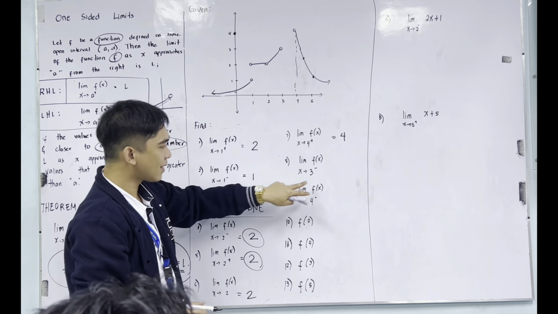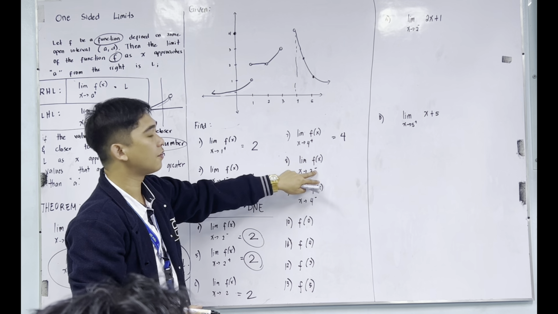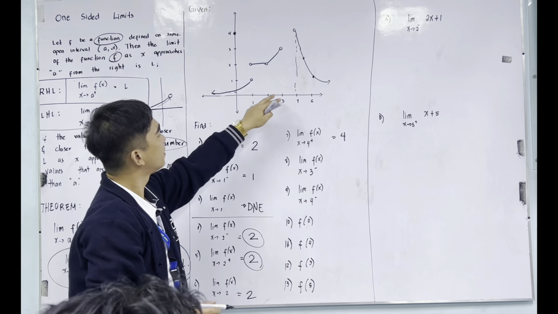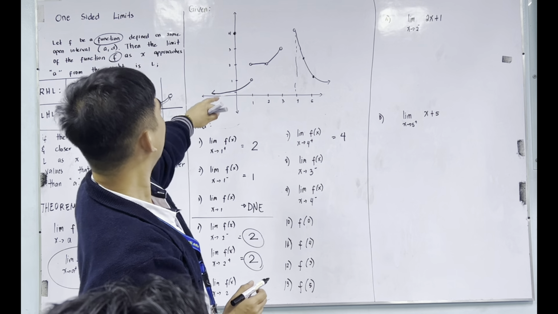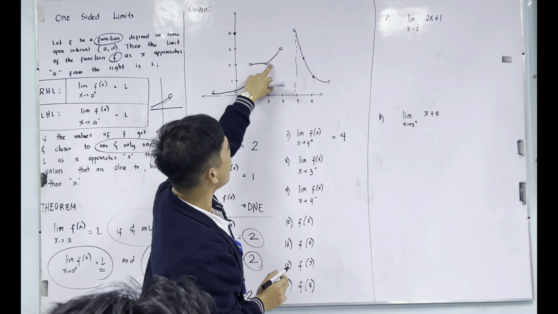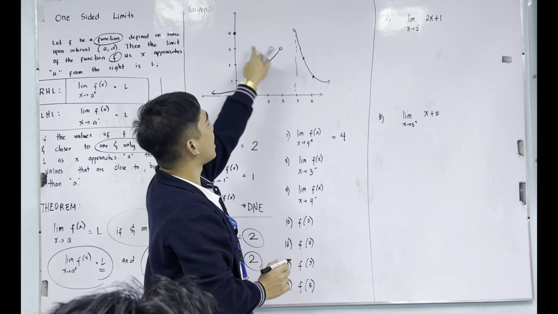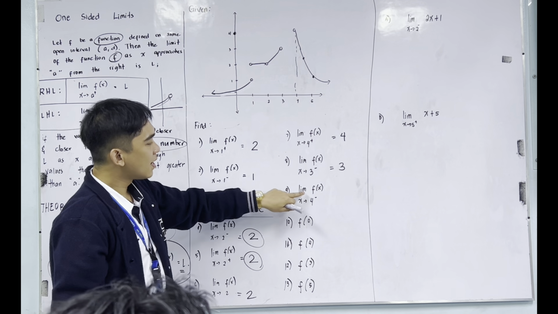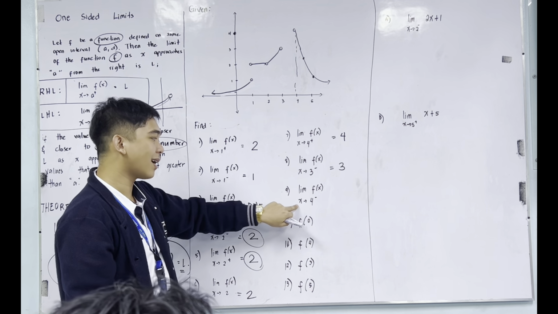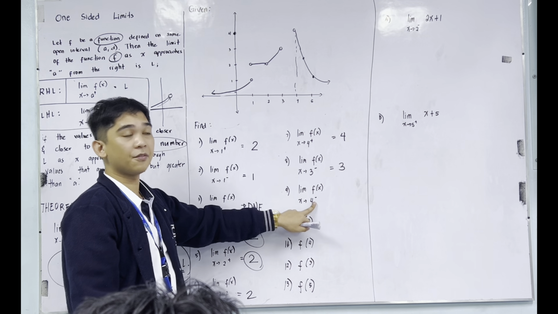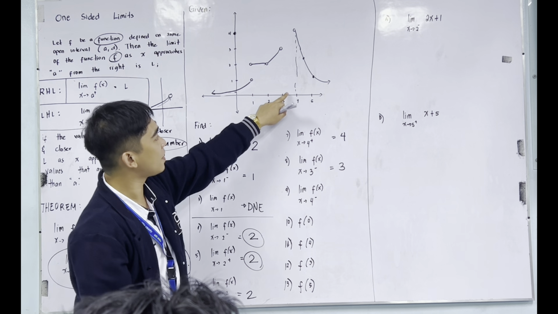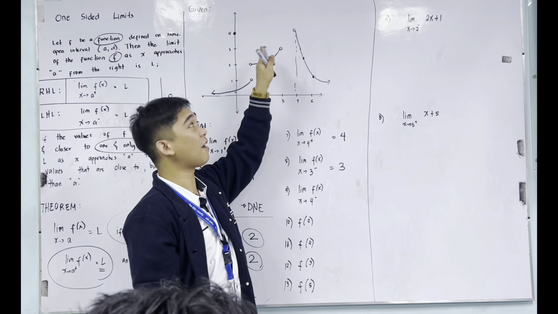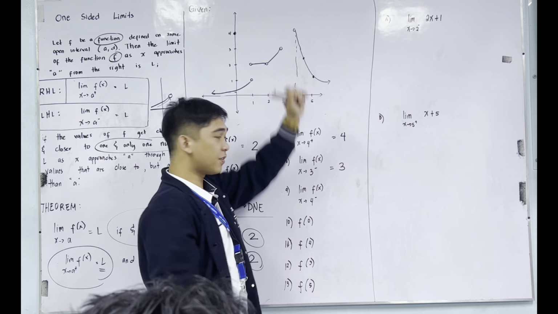Limit of f of x as x approaches 3 from the left. It is 3, right? It fits. So 3, its left, there. Next, limit of f of x as x approaches 4 from the left. 4 from the left. Is there one? From its left, our graph is cut.